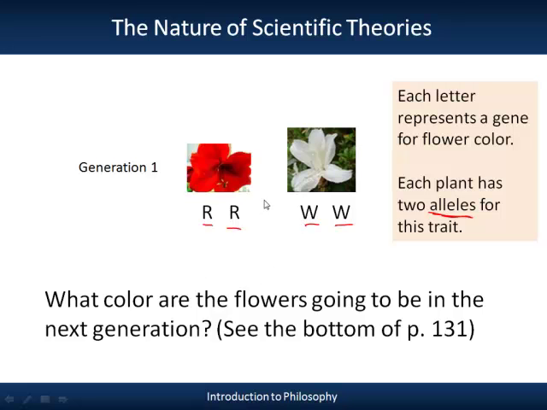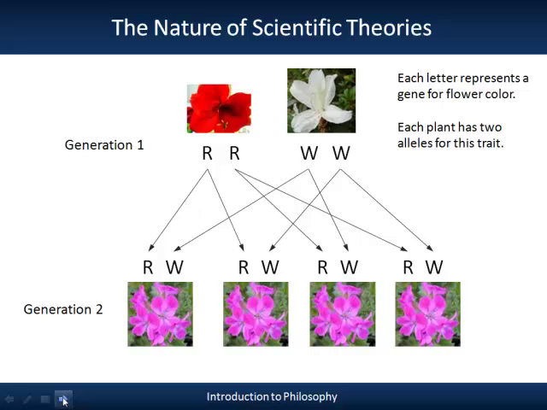Okay, so if we're crossing these two plants, if these are our two parent plants and we breed them, what color are the flowers going to be in the next generation? You'll see on the bottom of page 131, in this example anyway, we end up with all of the offspring having pink flowers.